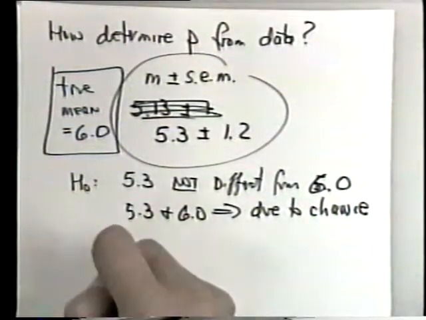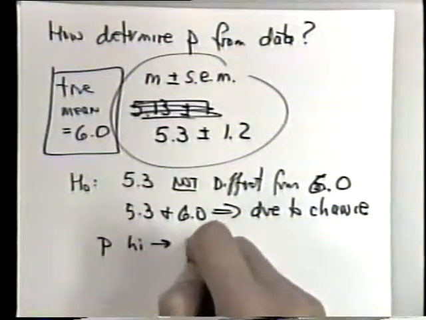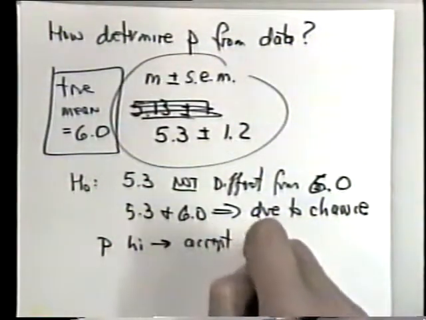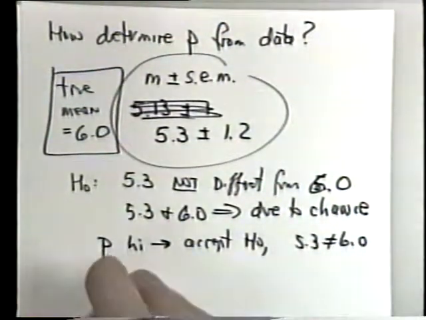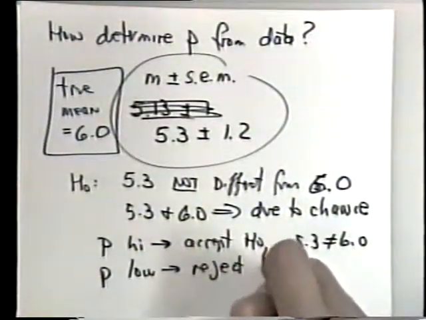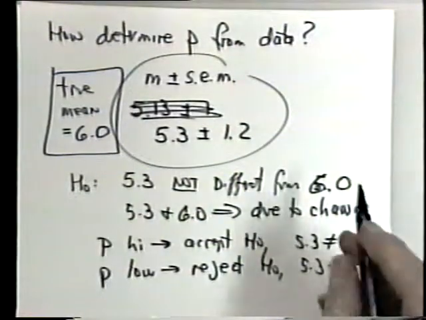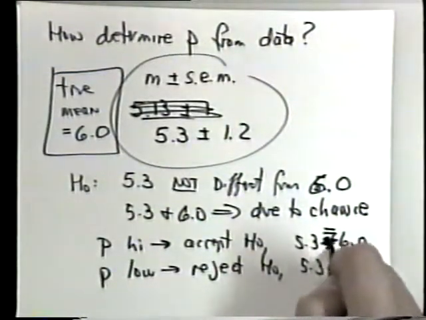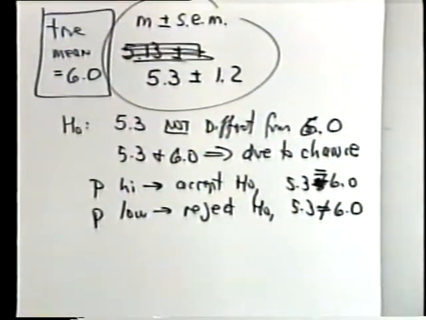And if the p-value is high, then we're going to accept this null hypothesis, which means the 5.3 is not different from 6. And if the p-value is low, it means we're going to reject this null hypothesis and say the 5.3 is really different. Okay, so the question is, how do we calculate this p-value?